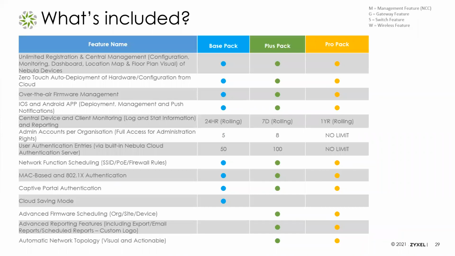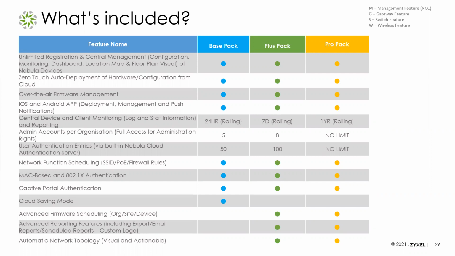Let's go through the differences between the different versions of Nebula here: the free version, the Plus, and the Pro. All of them give you access to Nebula Cloud Management and the core features of those devices. All of them have our zero-touch auto deployment, where you simply plug in the device, and as soon as you've added it to a customer's site, the device will know that and switch itself over into cloud mode, with the exception of gateways and the 1350 series switches. Otherwise, they all have that. Over-the-air firmware management is there, scheduling is there, and the ability to use our iOS and Android apps is there.